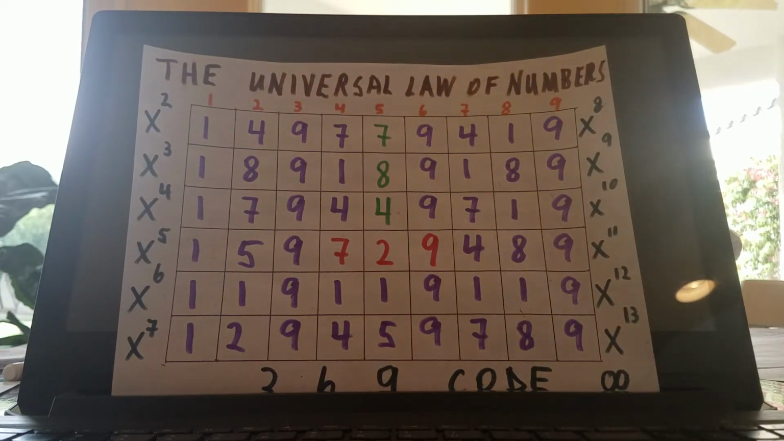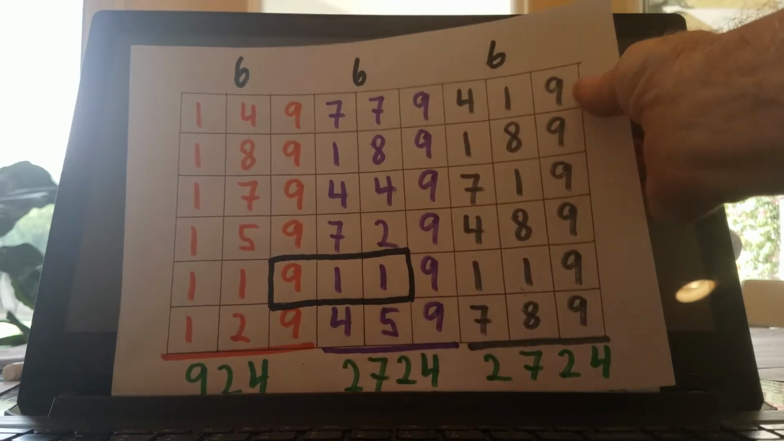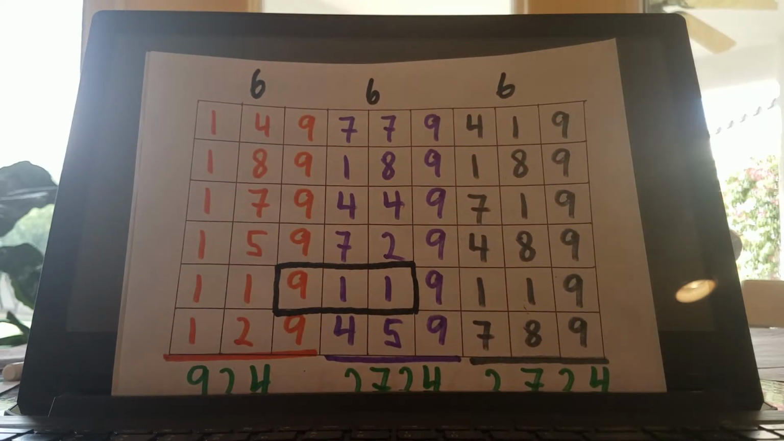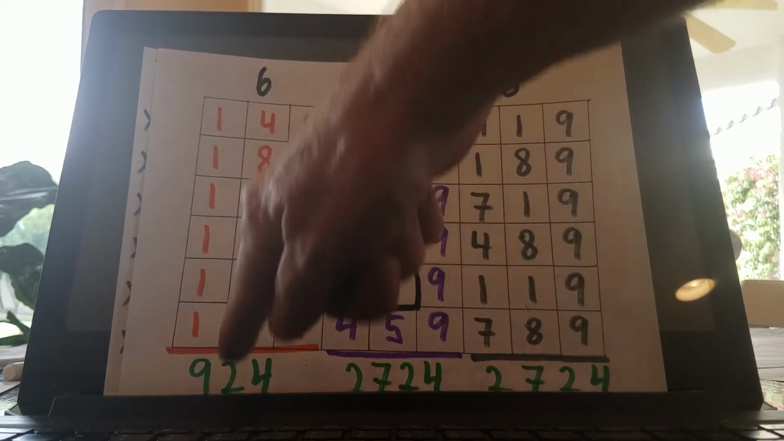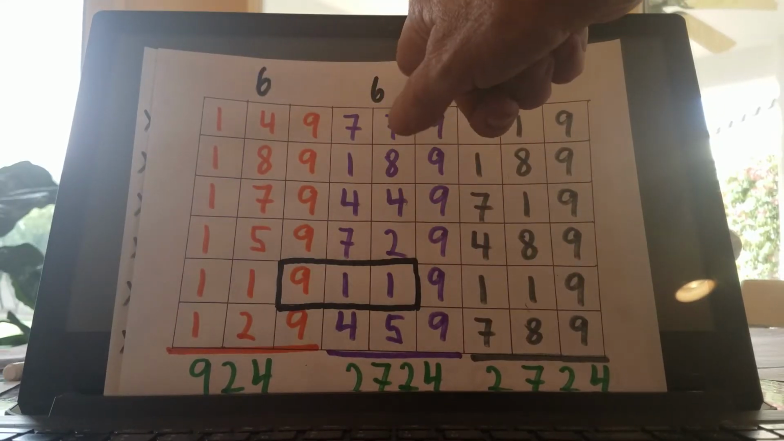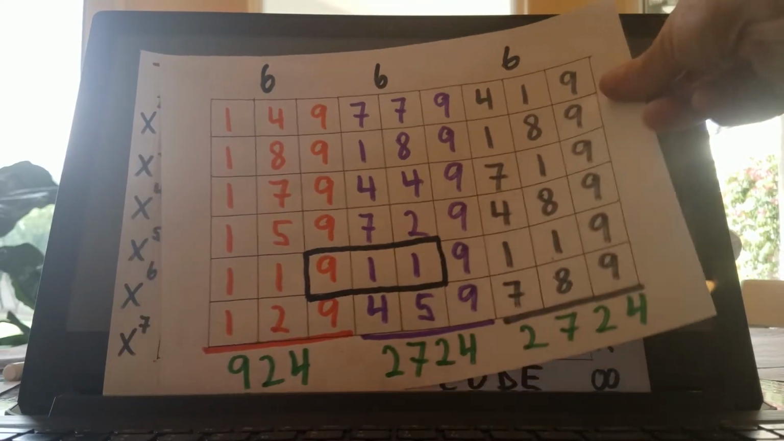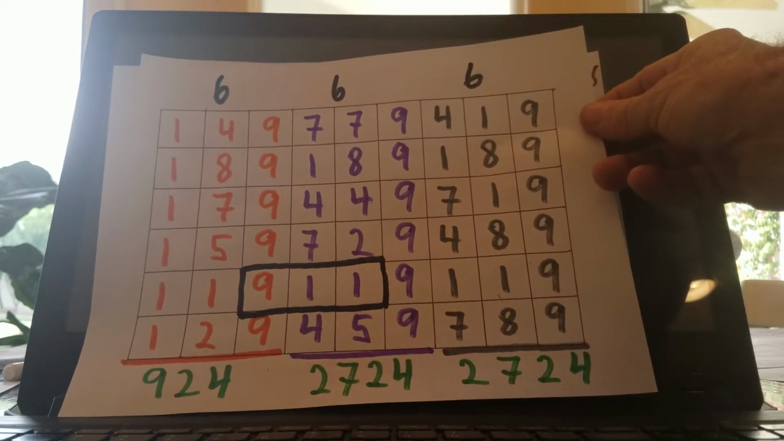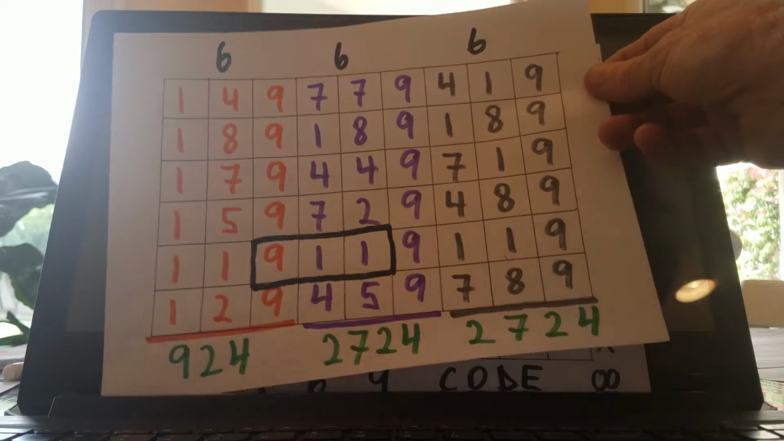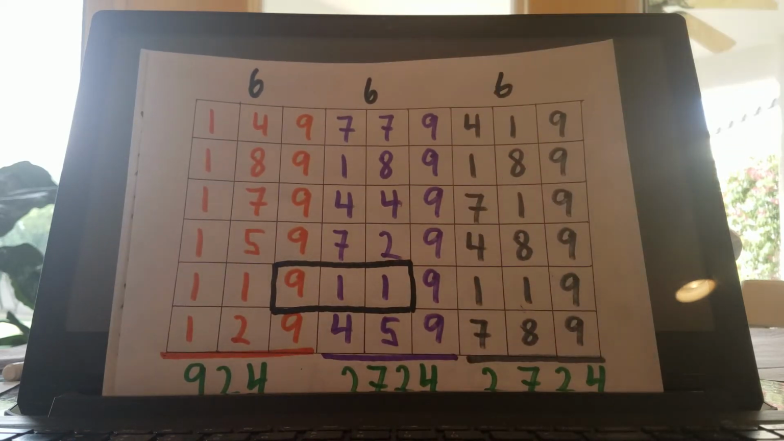Okay, so let's look at this 369 code, and I hope to be able to point out more of this kind of thing that's going on. Well, if we add up these numbers in the orange, add up the purple, add up the black, we get these results: 9, 2, 4, 27, 24, and 27, 24. And that's 666. And the 666, well, I think in numerology, people talk about it.